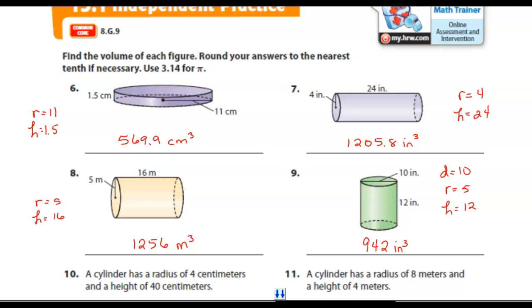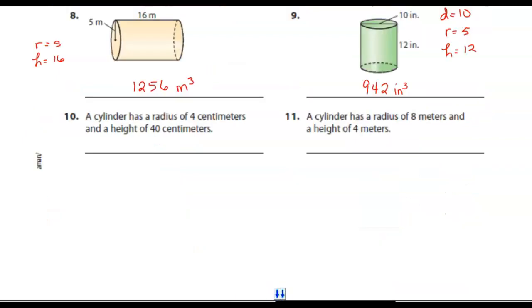For this one, you should have noticed that it had a diameter of 10, so that means the radius is half of that at 5, and the height of the cylinder is 12. So I take 3.14 times 5 squared times 12, and you get 942 cubic inches. Okay, do number 10.